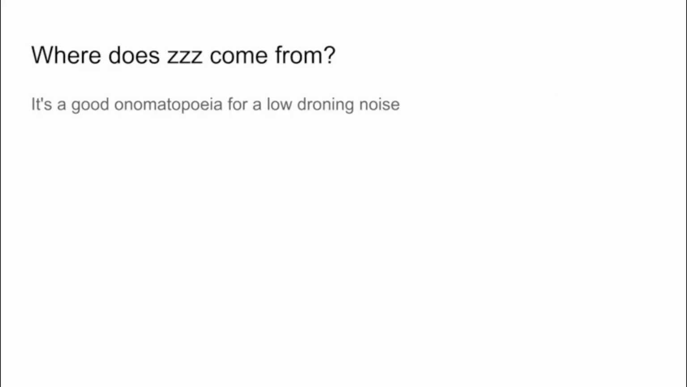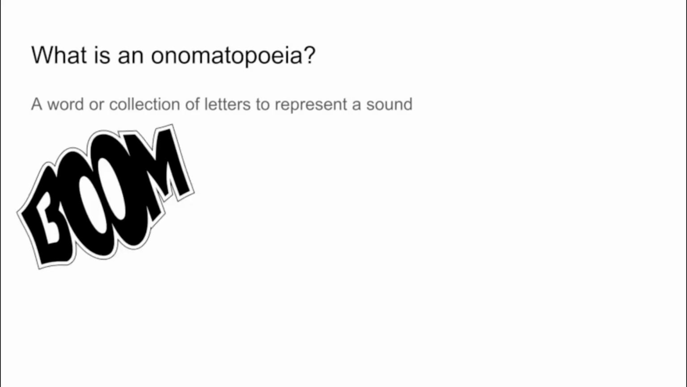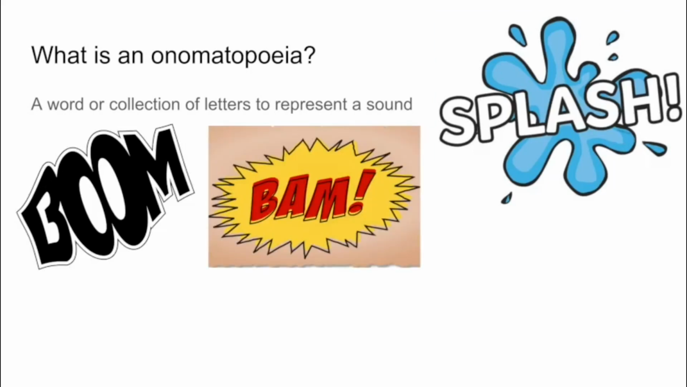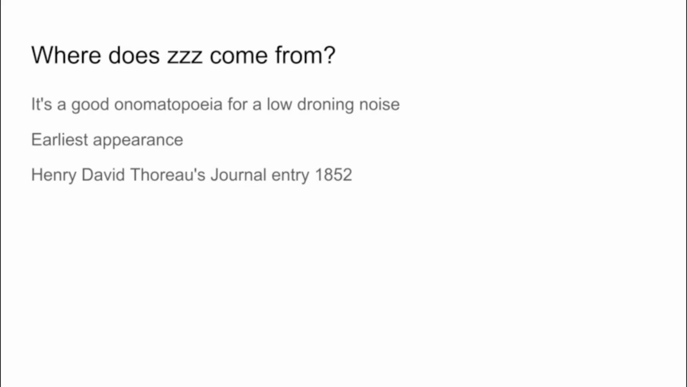So where does it come from? Well, Z is a really good sound for a low droning noise. And it's a good onomatopoeia for that. But what is an onomatopoeia? Well, it's a word or a collection of letters that can be used to really accurately represent a sound. So you've got things like boom, or splash, or bam, pow, or splat. So where does this all come from?